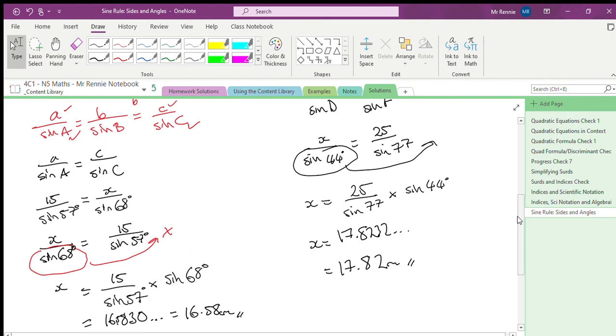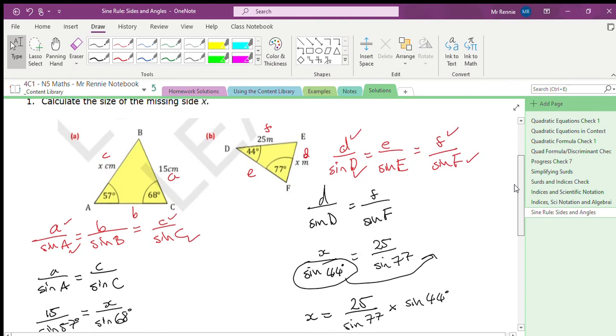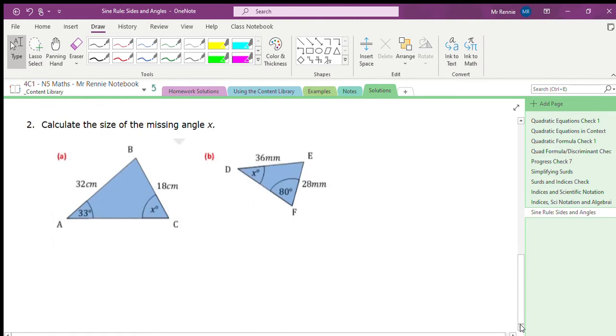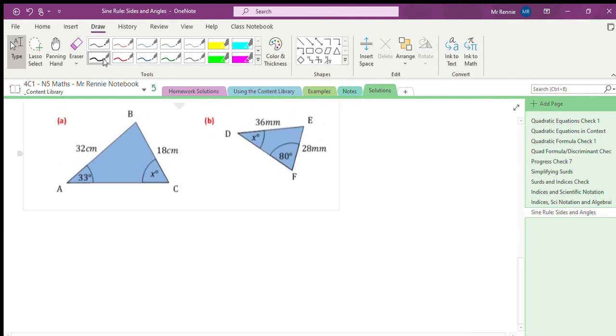Okay, so there's two examples that I asked you to answer, and you can give yourself marks on how to calculate a missing length. We're now going to look at these two questions, which is how we calculate x when it is an angle. So a missing angle using the sine rule. However, first step always remains the same. What we're going to do is label and complete our triangles.